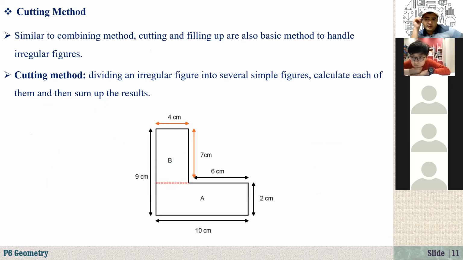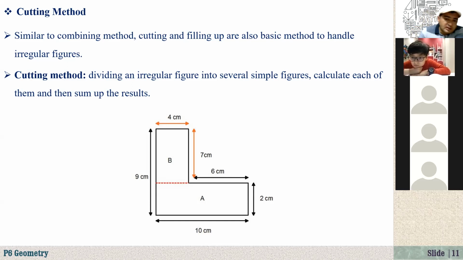Cutting methods. Similar to combining method, cutting and filling up are also basic methods to handle irregular figures. So cutting method, dividing an irregular figure into several simple figures, right? Like here, maybe rectangles or squares, and calculate each of them and then sum up the result.